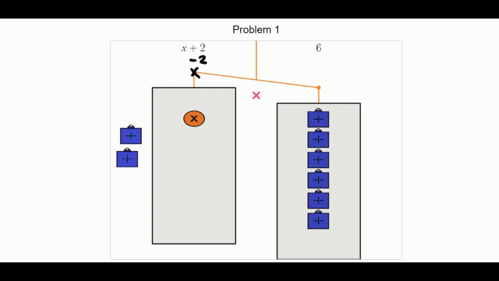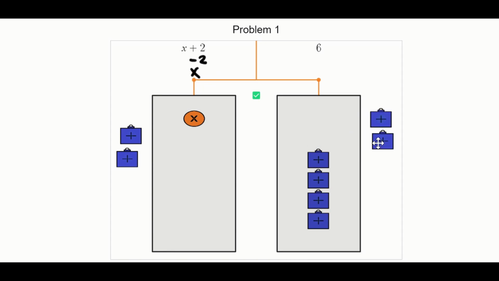Hopefully you notice that the scales are no longer balanced, so to keep it balanced, I also need to remove 2 weights on the other side. That's the same as subtracting 2, leaving us with 4 weights on the other side. Since x is by itself, I know that one x tile weighs the same as 4, so x equals 4. Whenever x is being added to, I could subtract in order to get x by itself.